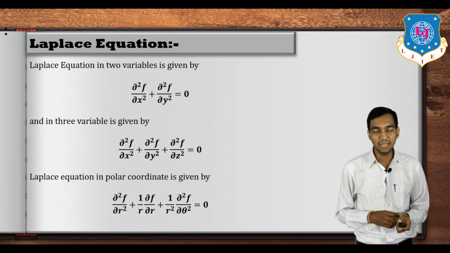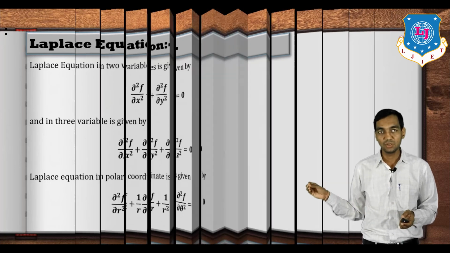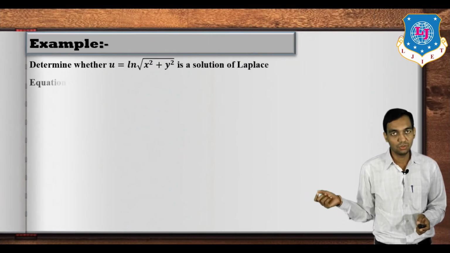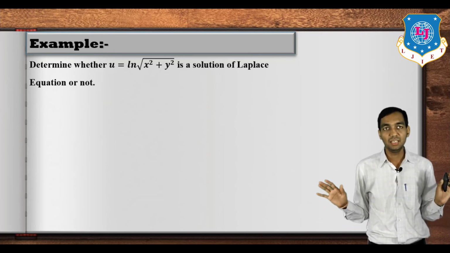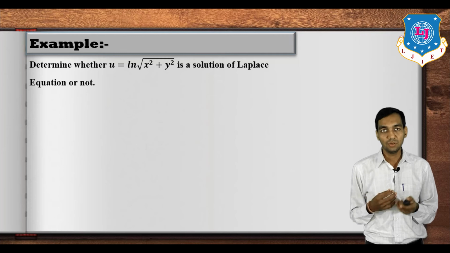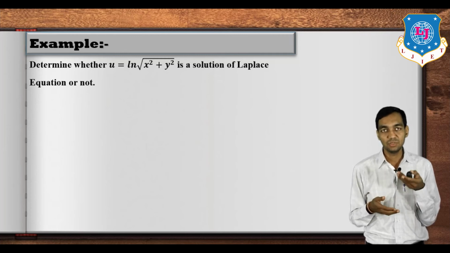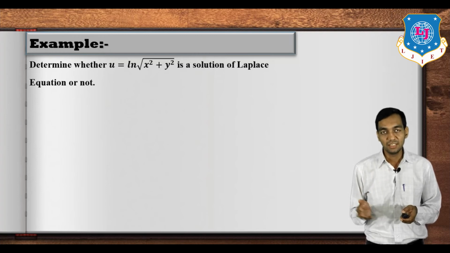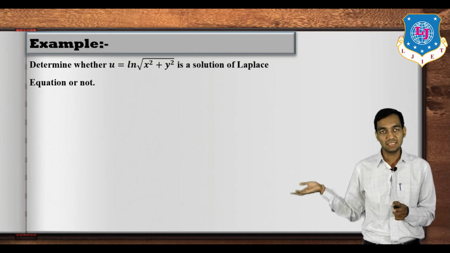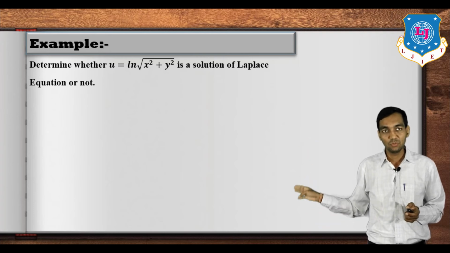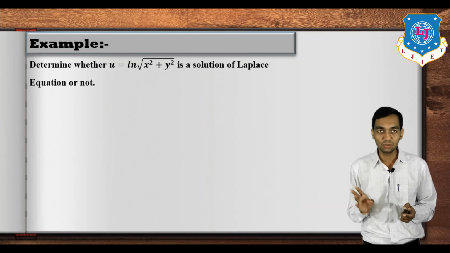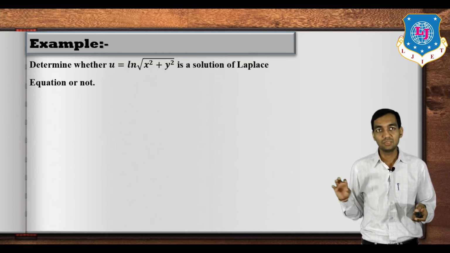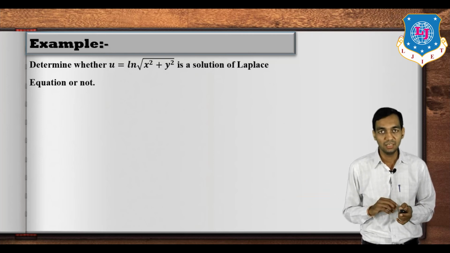Now see, here in the example you have been given: determine whether u is equal to log of the square root of x square plus y square is a solution of the Laplace equation or not. That means you have not been given any equation, only a function, and you have to write down the Laplace equation yourself. We are already aware that the given function is a function of two variables, x and y. So you have to prove del square u by del x square plus del square u by del y square is equal to 0. If it is 0, then this function satisfies the Laplace equation, and if it is non-zero, then your function does not satisfy the Laplace equation.